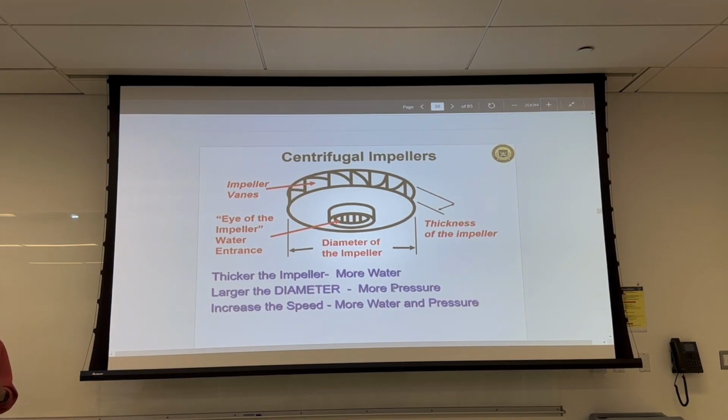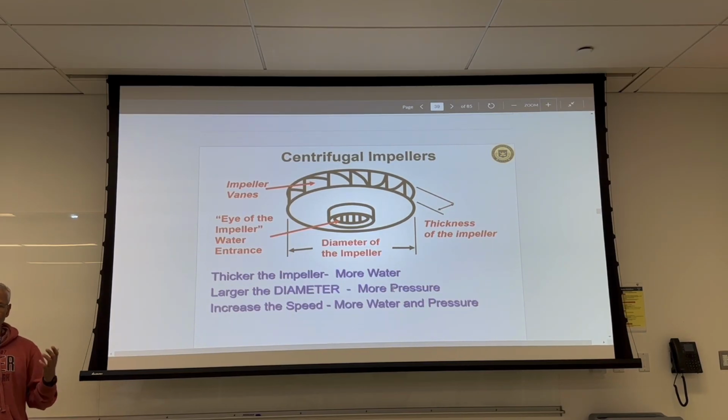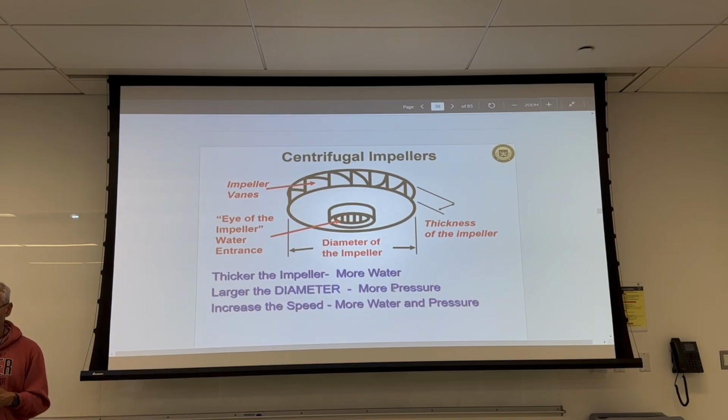An increase in speed is another one. With more speed, more pressure is also developed. So the three variables you identified: first, thickness of the impeller, the thicker it is, the more water. Diameter: the higher the diameter, the more pressure. And speed: the higher the speed, the more it increases both the volume of the fluid and the pressure. But you have to stay within ranges. It all depends on how much the motor can generate.